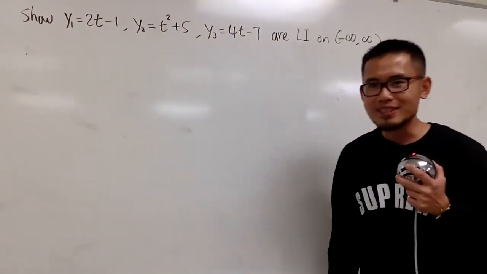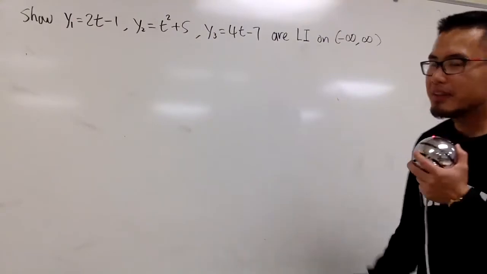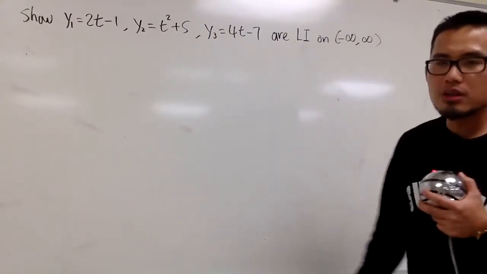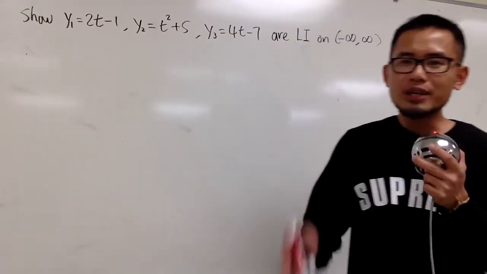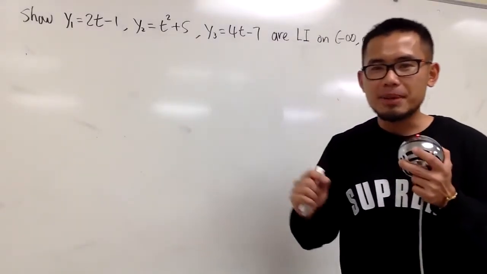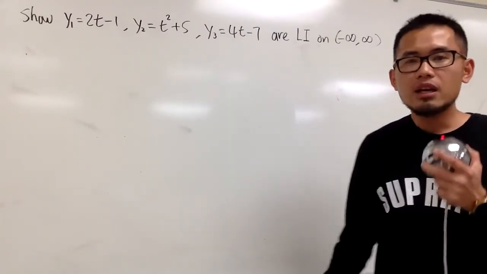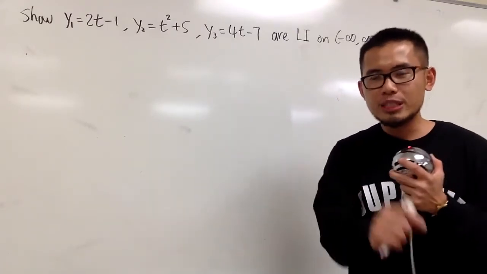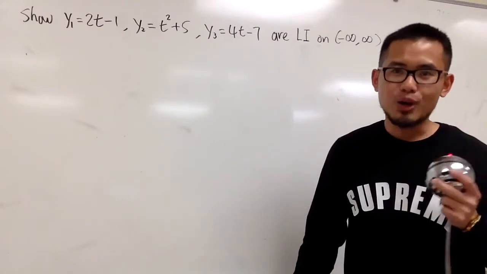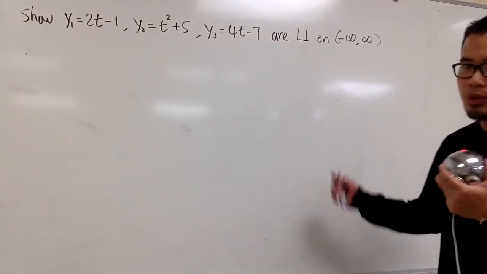In this video, I will once again show you how to show that these three functions are linearly independent. In the previous video, I showed you that the same three functions are linearly independent by using the definition, which is C1, C2, C3. And we saw that C1, C2, C3 all had to be 0 in order to make that equation 0. Well, here's another way to do it.